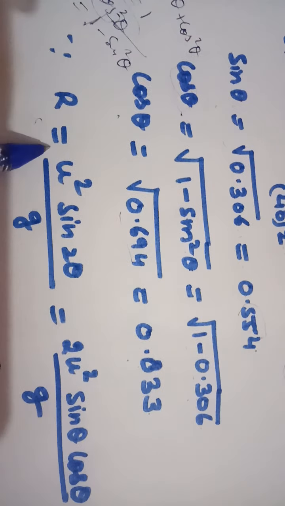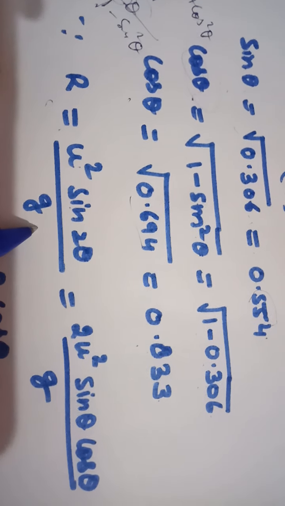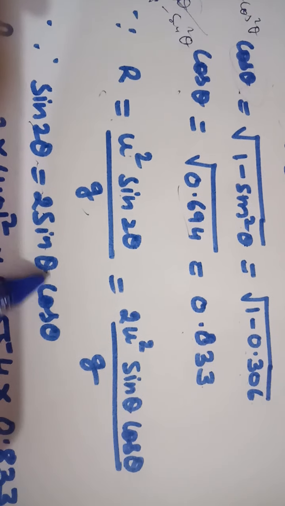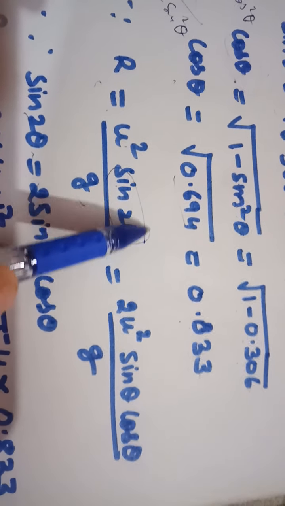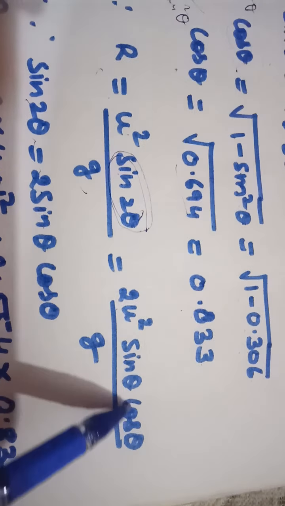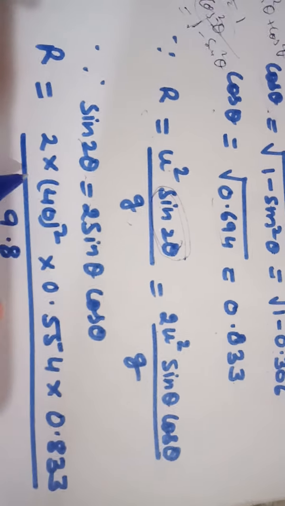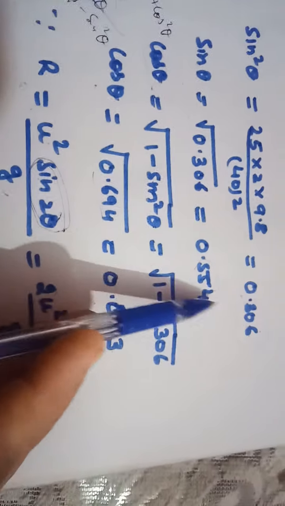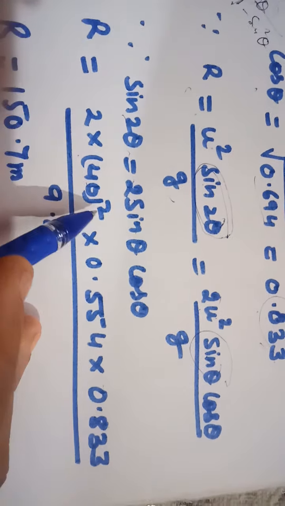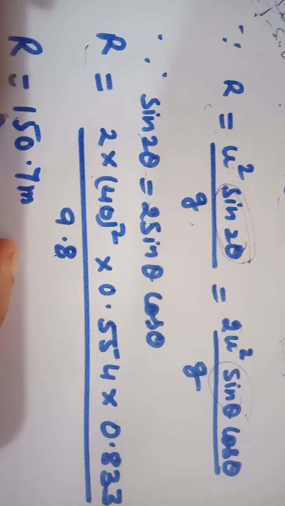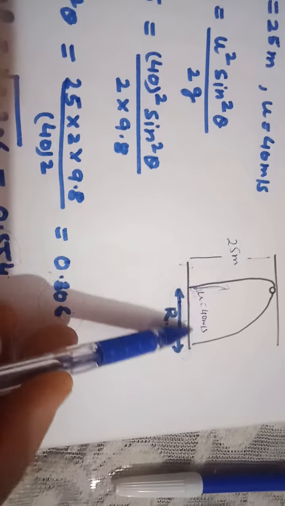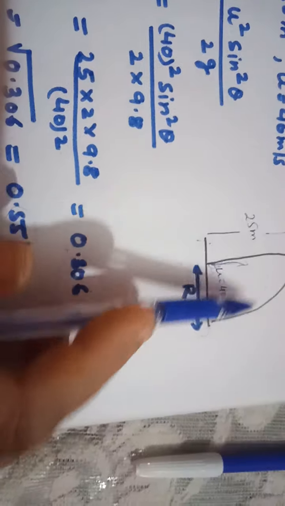What is the formula of the range? R is equal to u square sin 2 theta upon g. Now we have a trigonometric identity, sin 2 theta is equal to 2 sin theta cos theta. So in place of sin 2 theta you will substitute 2 sin theta cos theta upon g. Now substituting all these values, the value of u 40, the value of sin theta you have got this, and the value of cos theta you have got this. By substituting these values and calculating the value of R, we have got 150.7 meter. This is the range of the ball which it covers during the projectile motion.